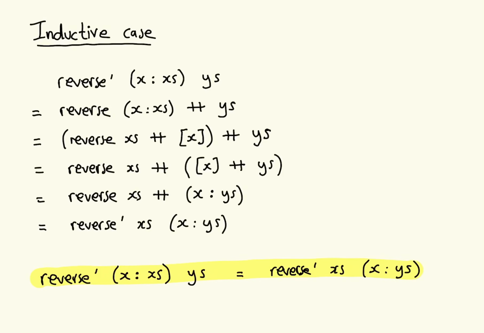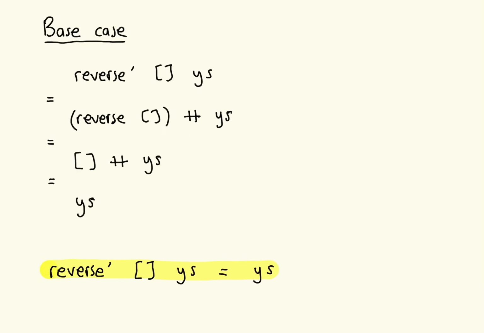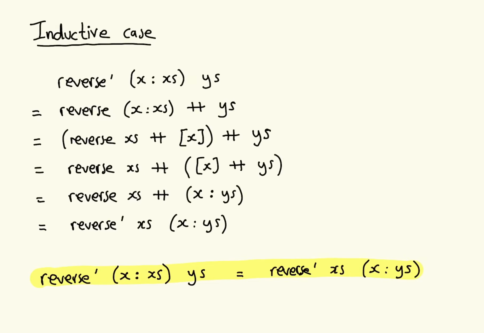So I've ended up with the two cases now. I have the base case for the recursive definition for reverse prime down the bottom here, and I have the recursive case for the definition of reverse prime down the bottom of the slide here.